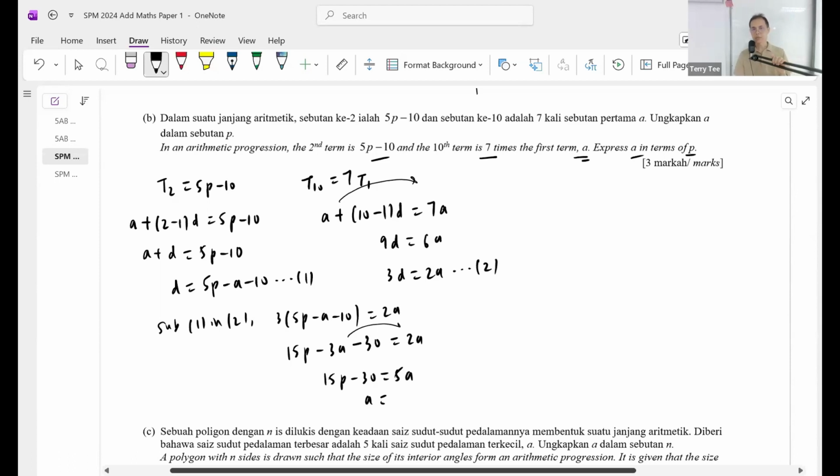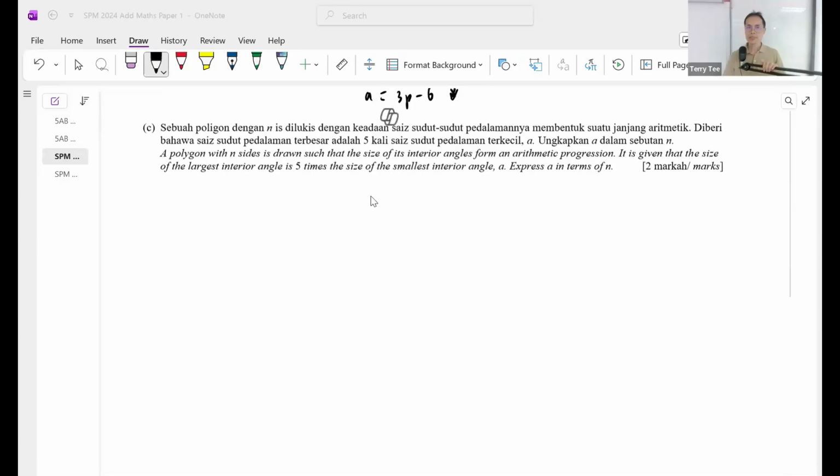To find a in terms of p, I basically just divide everything by 5. 15 divided by 5 is 3. Sorry, 30 divided by 5 is 6. So my answer is 3p minus 6. Okay, moving on to part C here.